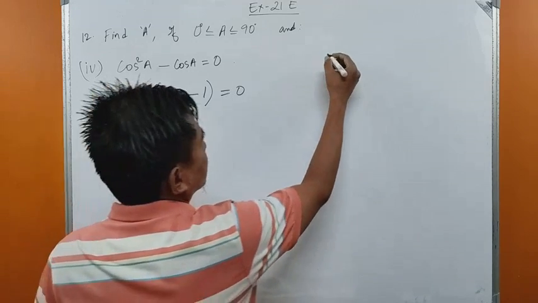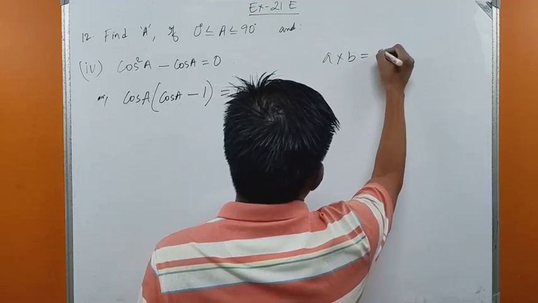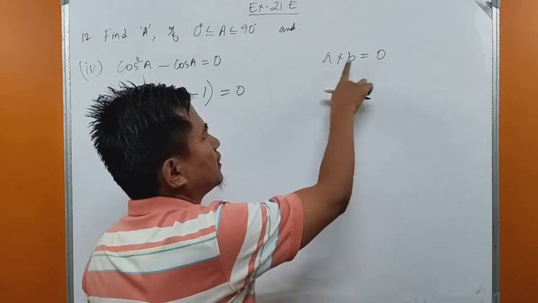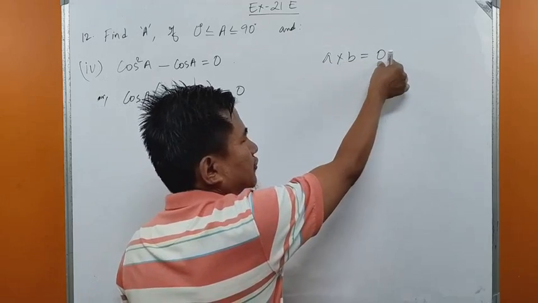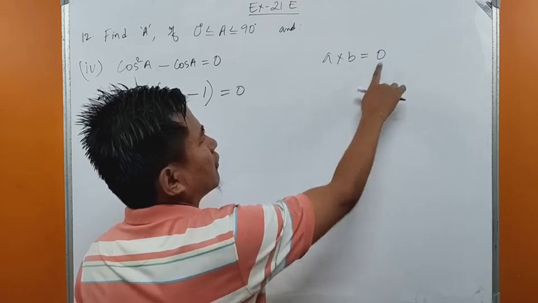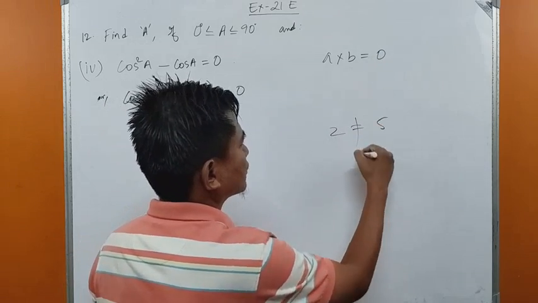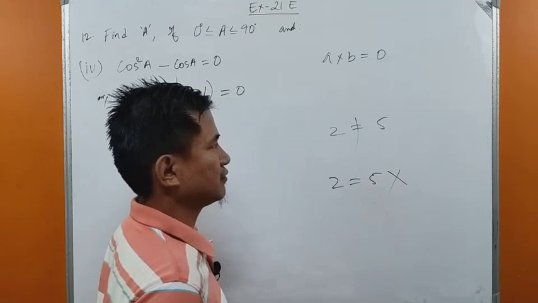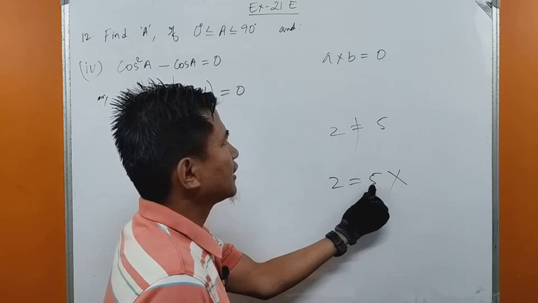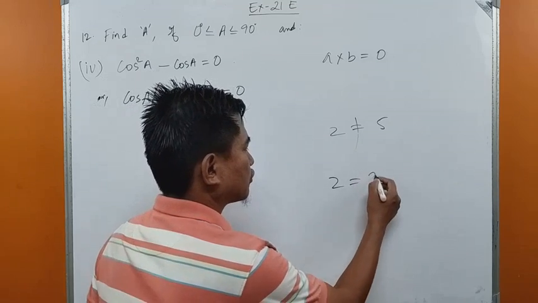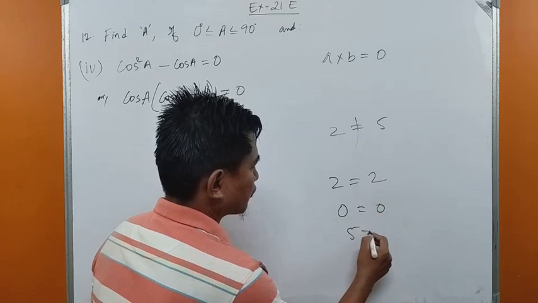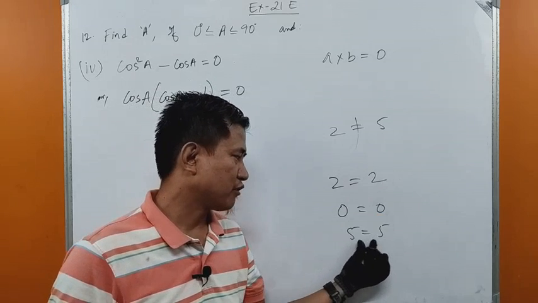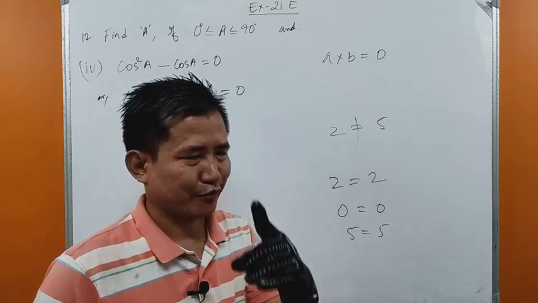Okay, suppose we have A into B equals 0, means left hand side equals right hand side. The value of the left hand side and the value of the right hand side should be equal, isn't it? You cannot write 2 equals 5. This is never true. 2 is not equal to 5. If you write 2 equals 5, this is absolutely wrong. So left hand side and right hand side should be equal. So you can write 2 equals 2, or 0 equals 0, or 5 equals 5. Only if the value in the left hand side and the value in the right hand side are equal can you put an equal sign between the two numbers.